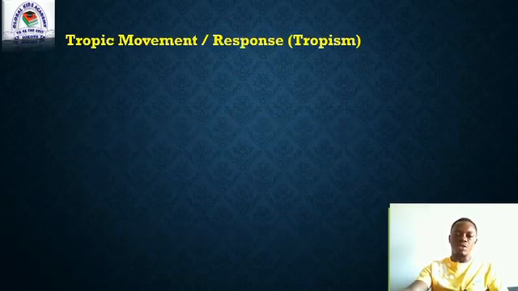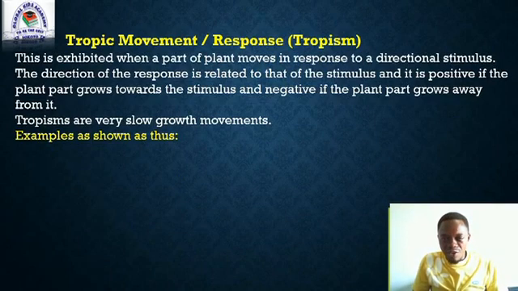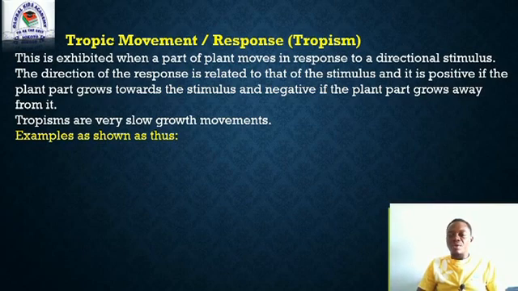Now the third type of response is tropic movement or tropic response, otherwise known as tropism. This is exhibited when a part of a plant moves in response to a directional stimulus. This is a part of a plant like the first, Nastic movement, but it is a part that moves directly towards the stimulus. But the part moving in Nastic is non-directional, so you should be able to get the difference.